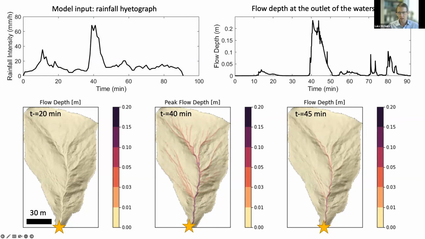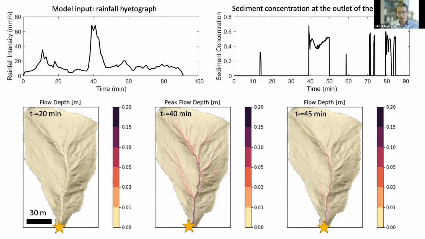On the order of 20 centimeters. But since this model also accounts for erosion, deposition, and sediment transport, we can track changes in sediment concentration over time at the outlet. And when we see sediment concentrations above 0.4, or 40% by volume, that's usually indicative of getting debris flows. So you can see here that there are several periods of time during the storm where we had constant sediment concentrations that approached levels we would expect in debris flows.